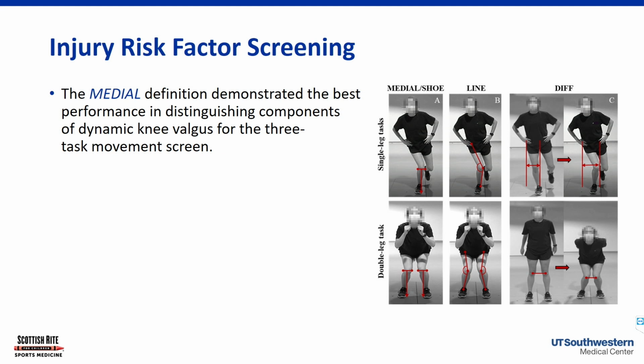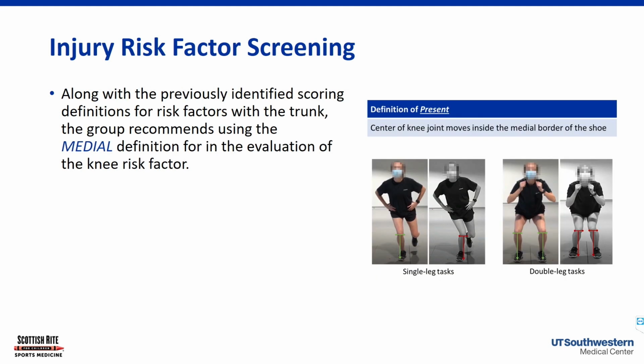This should be published soon, but out of that data, we were able to successfully say that there was one visual definition that agreed with our 3D data. We refer to it as our medial definition. And basically, it's just looking at the center of the knee joint as they load, so as they're either squatting or landing, and the position down vertically to the shoe. So you can see in the red image, the knee joint is going inside the medial border of the shoe, hence why we call it the medial version.